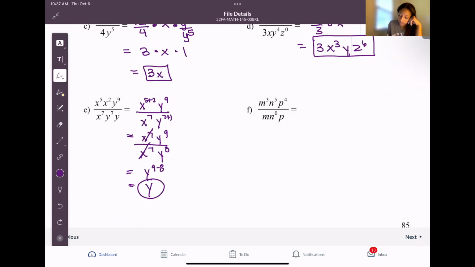On to F. M, N, and P's here. So if we simplify the m's, we'll have m to the 3 minus 1. For the n's, n to the 5 minus 0. And for the p's, p to the 4 minus 1. This is m squared, n to the 5th, p to the 3rd power. That's our final answer.